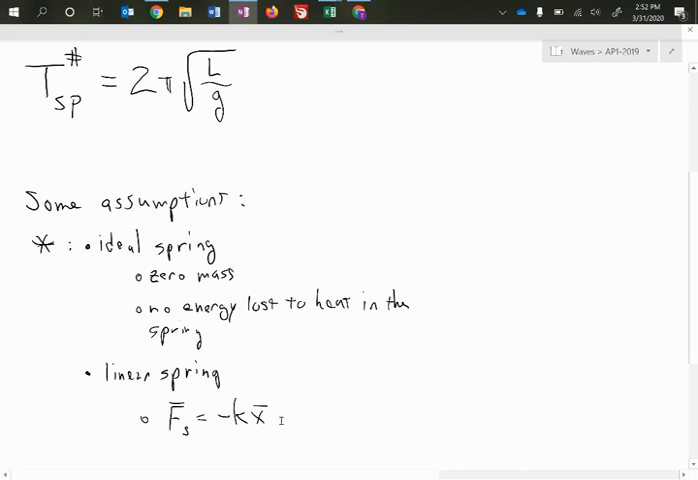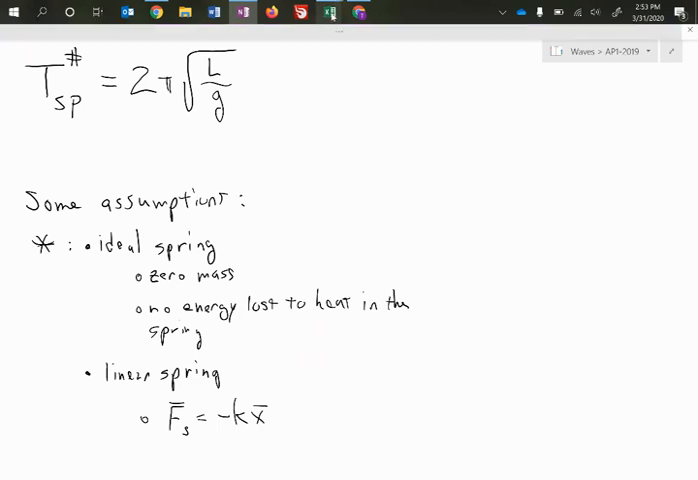And by definition, simple harmonic motion is when the restoring force, in this case the force in the spring, is proportional to the displacement of the mass, and therefore the change in length of the spring. Here's the proportionality constant that we call the spring constant. And also the direction of this restoring force is opposite to the displacement of the mass. All of that is satisfied here for an ideal spring with Hooke's law.